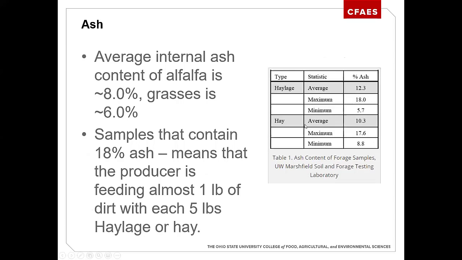If you've got that high of an ash sample in your forages or your haylage, if it's 18%, about a pound, you're feeding about a pound of dirt with every 5 pounds of haylage or hay you're giving them. And we've really gotten into some trouble with this. If you're planting some cover crops or some annuals and you're putting them in with a drill, we're going to get higher ash content. Wheel rakes have become more popular. Those wheels are riding right on top of the ground, picking up a little bit of dirt.